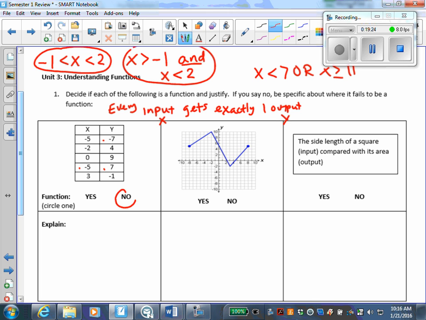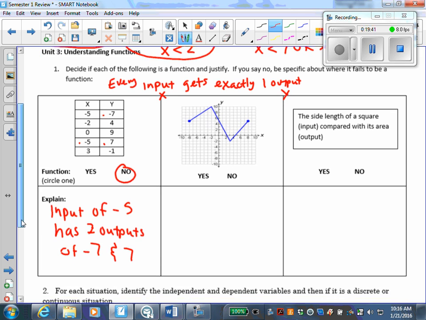So we could say input of negative 5 has two outputs of negative 7 and 7. Those are not the same numbers. So they're different outputs, so not a function.